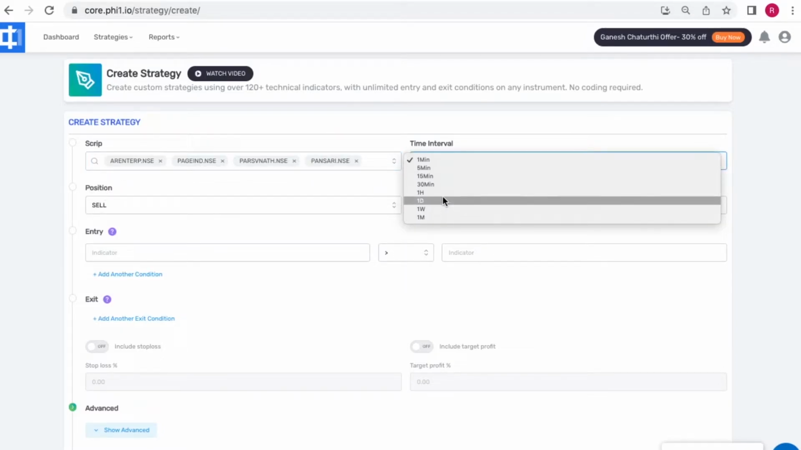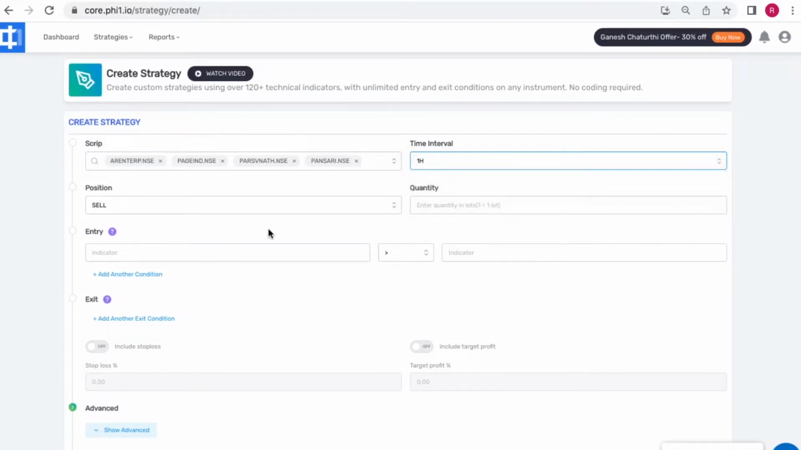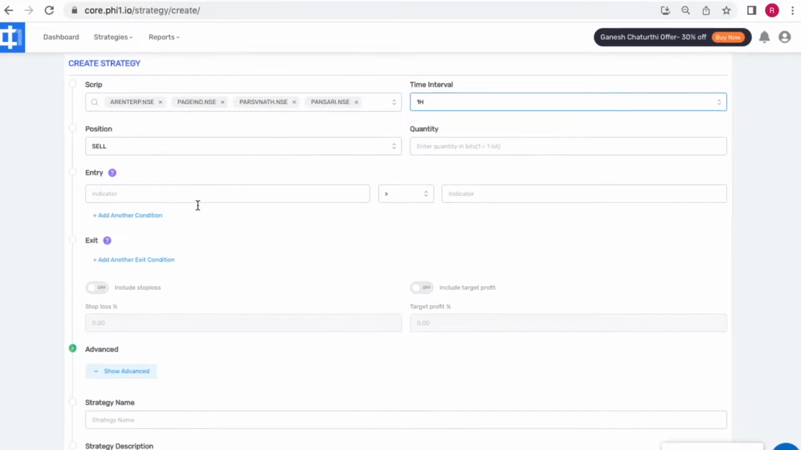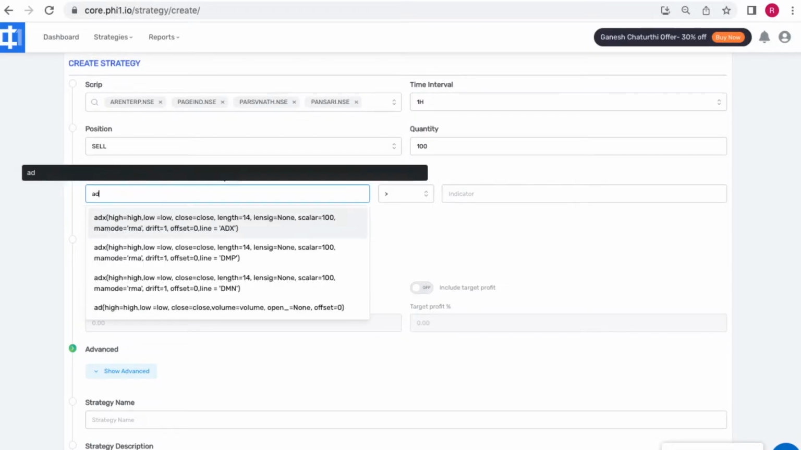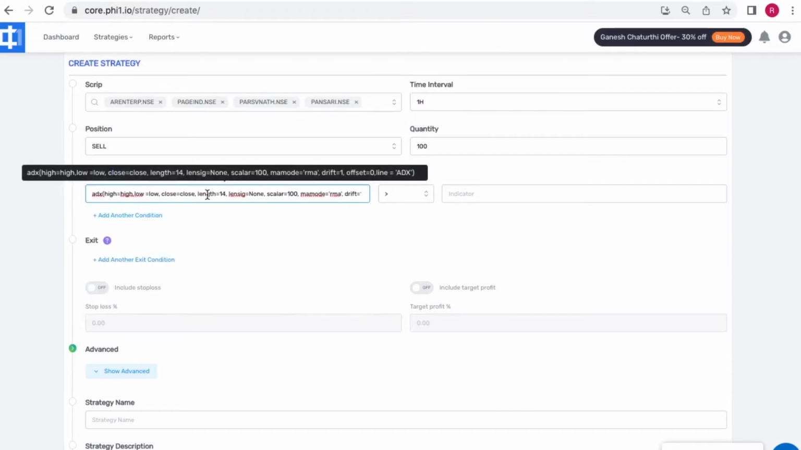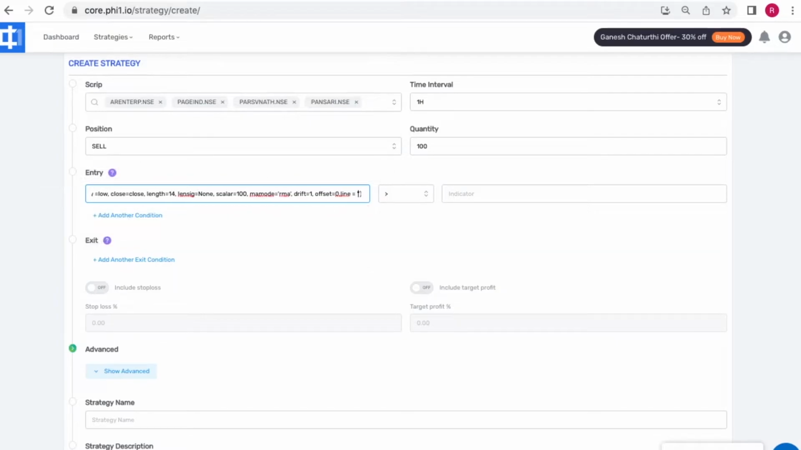Now choose your time interval. I am going with a 1 hour interval. Select your position. Since this is a short trade, you're going to sell a quantity of 100. Using the first indicator, as you can see, there is the complete syntax of the indicator. All you need to do is change specific values that you would prefer for your trade.